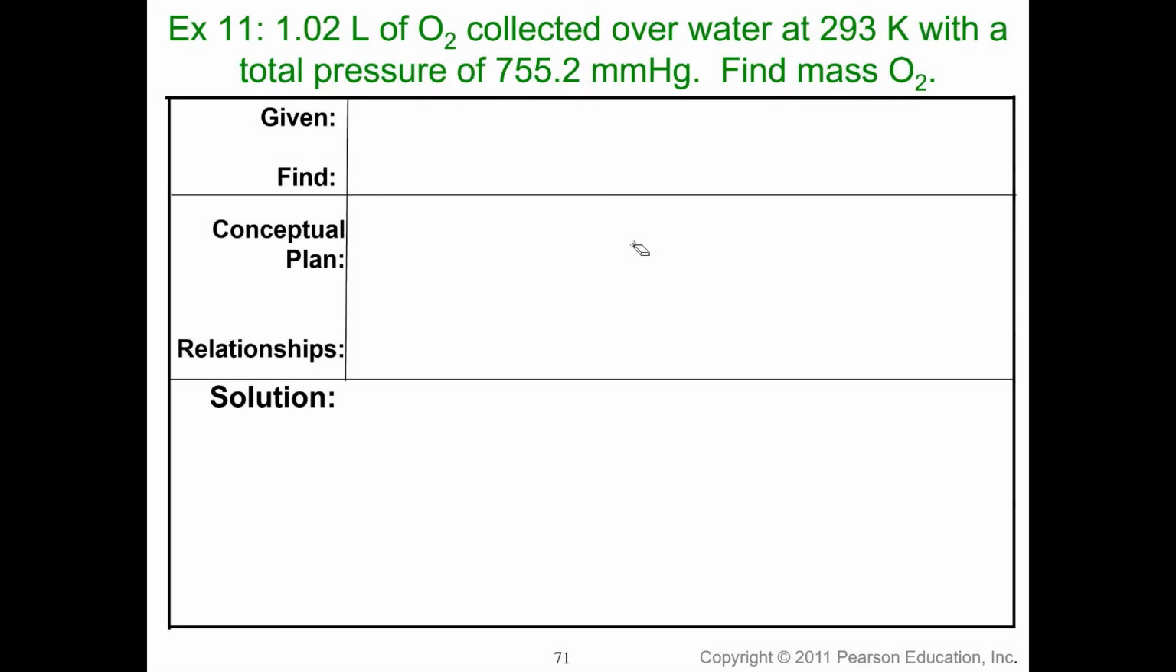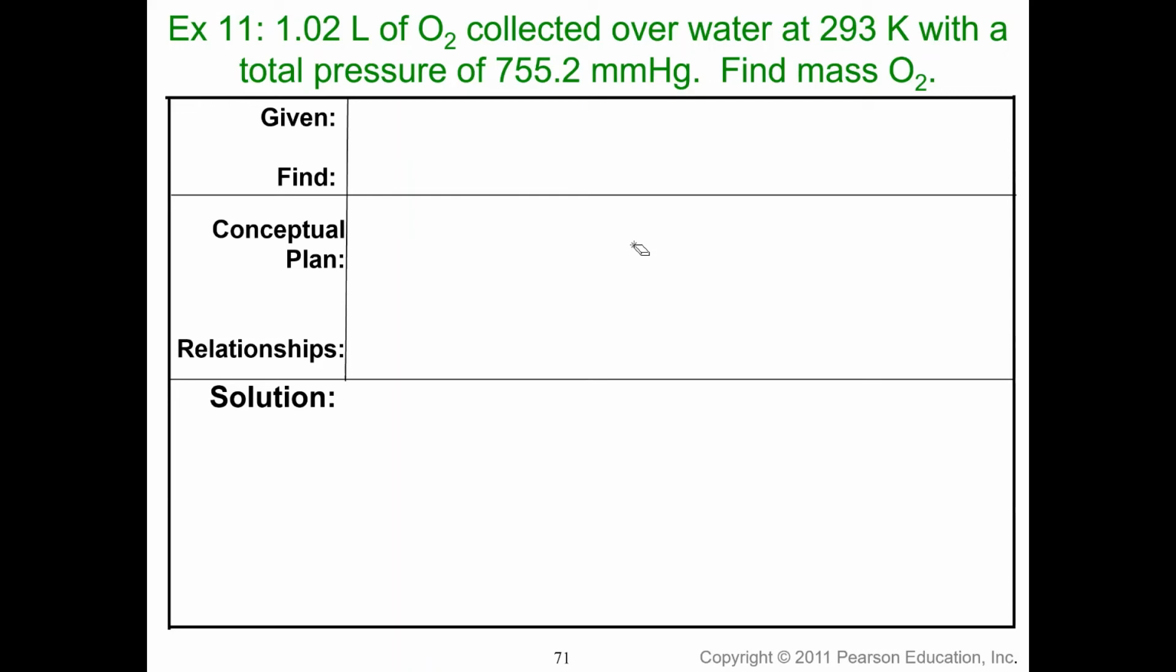Now, what we need to do is apply this in calculation. For example, look at this problem: how many liters of oxygen collected over water at that temperature with this pressure. Find the mass of oxygen. This is very interesting, because a problem like that, given this, you find the mass of oxygen. So how can we find the mass of oxygen?